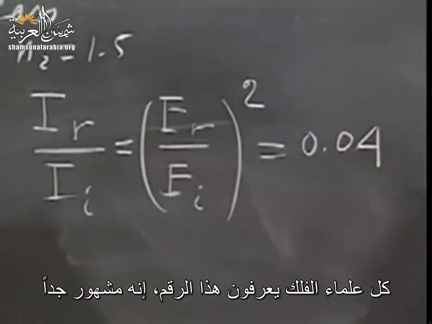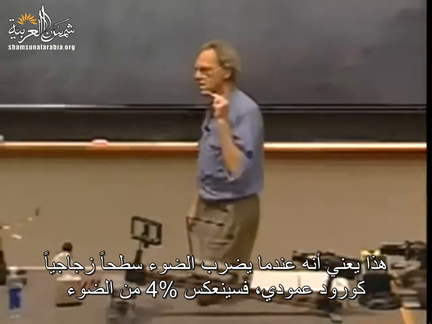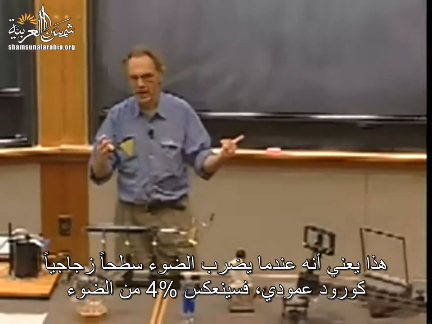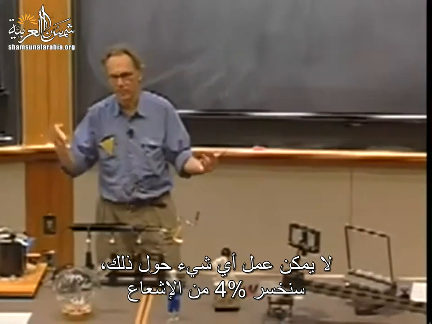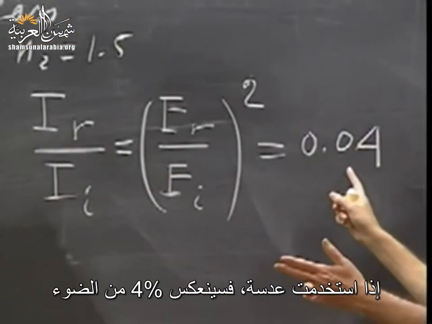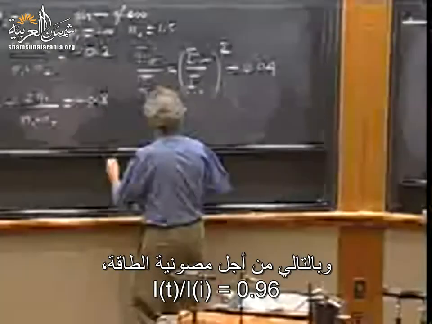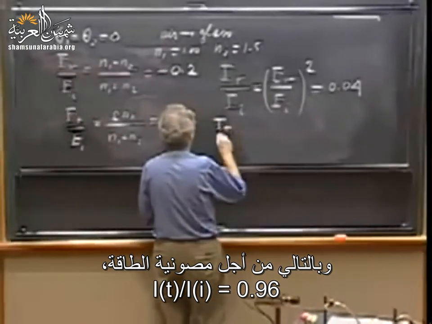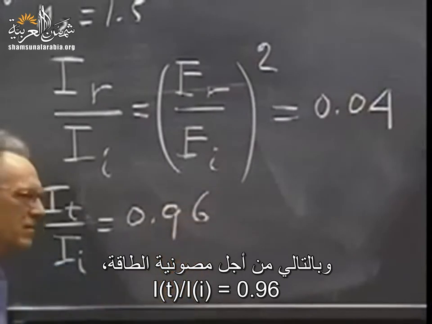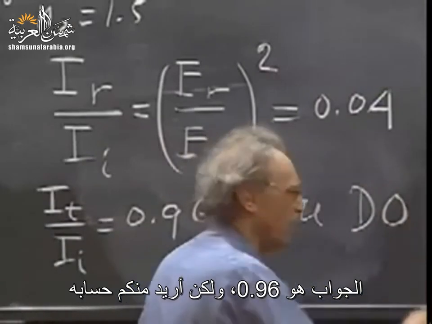That's a famous number. Every astronomer knows that number. That means when light strikes a glass surface at normal incidence, 4% comes back. There is nothing you can do about that. 4% of that radiation is lost. If you want to get it through a lens, there is 4% that comes back. So therefore, in order to conserve energy, I of t divided by I of i must be 0.96. Right? Well, you do that. The answer is yes, it is 0.96.